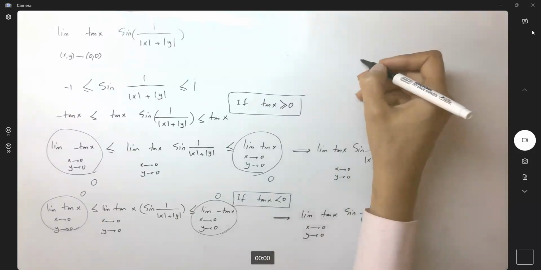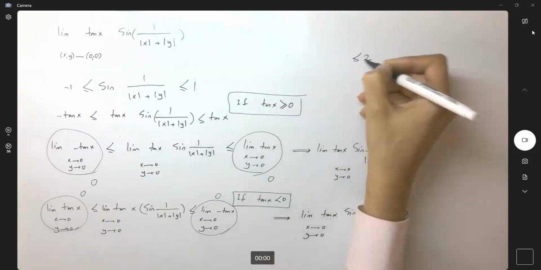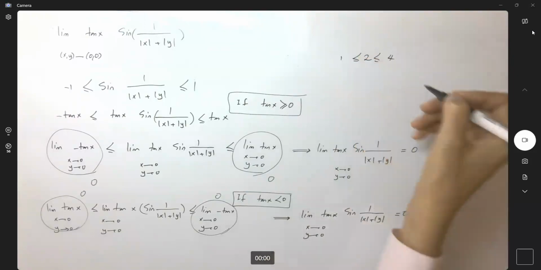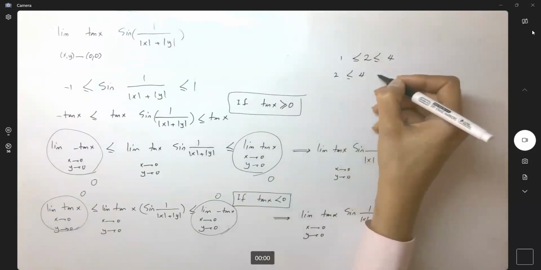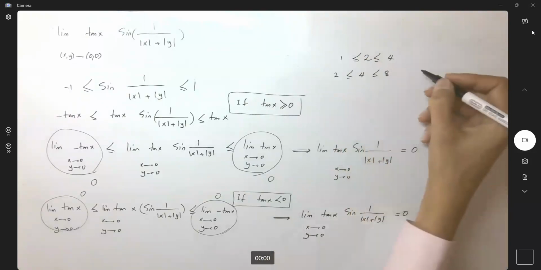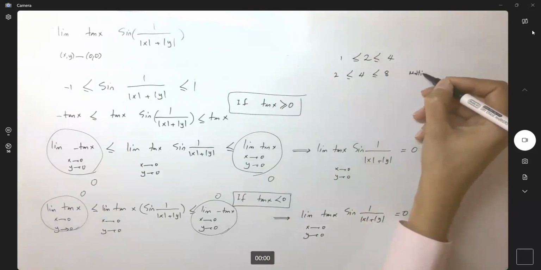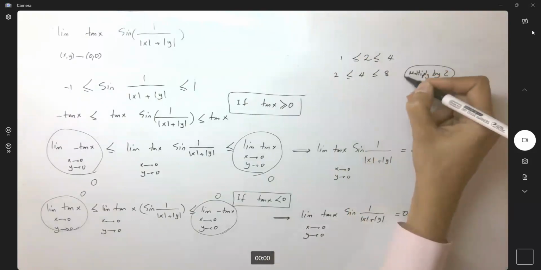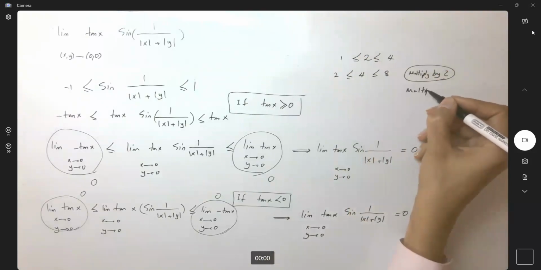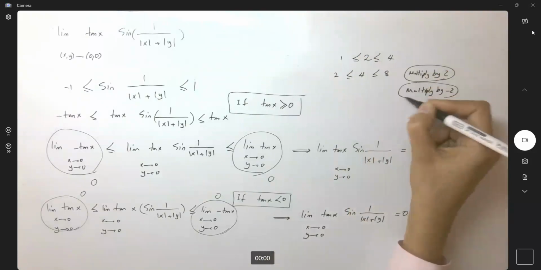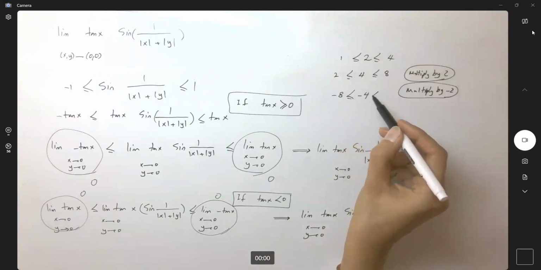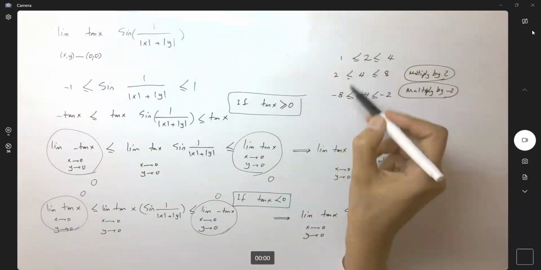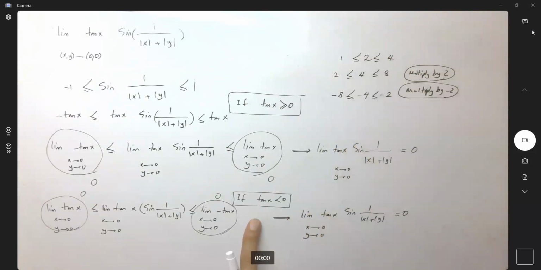Again, remember that, for example, 2 is bounded between 1 and 4. If I multiply both sides by 2, I get 2 less than or equal to 4 less than or equal to 8. Multiply by 2, which is a positive number. But if you multiply by -2, you have to flip the inequality. You get -8 less than or equal to -4 less than or equal to -2. You have to flip the inequality. That's why when we multiply by negative tangent, we flip the inequality.